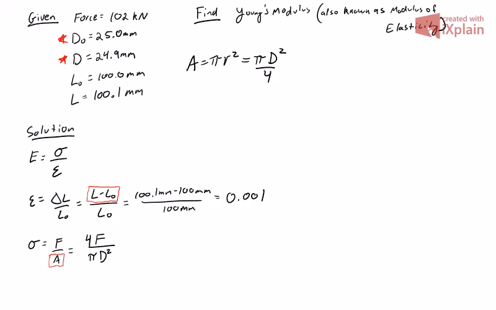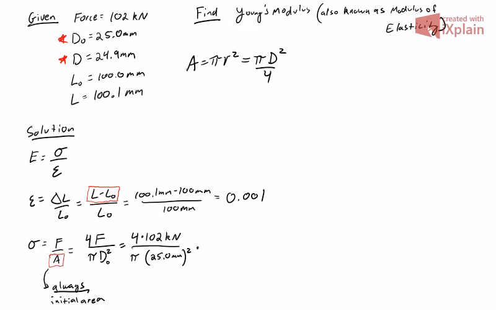So instead, the way we do it in engineering is this area on the bottom for stress is always the initial area, right? And so in that case, we're going to be using the initial diameter, that 25 millimeters for this calculation. And that's going to be true for this whole class. So we have 4 times 102 kilonewtons over pi times 25.0 millimeters squared.